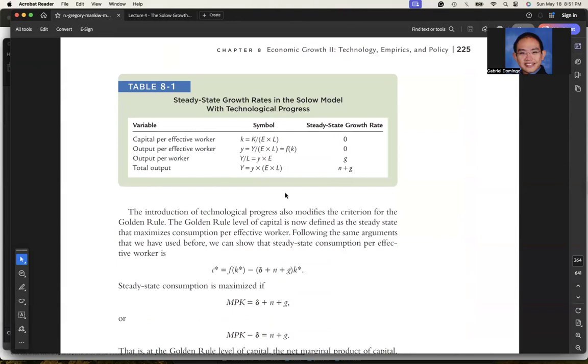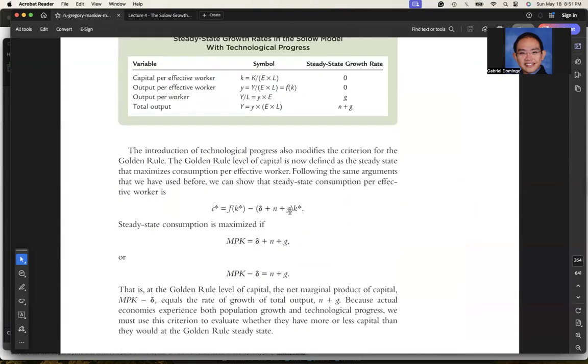Let's go first to the golden rule. The golden rule idea is still very much the same. You're maximizing C star, right? And C star is just output at K star minus what's called the break-even investment. This is the level of investment where your delta K is equal to 0. If your investment is equal to this, that's exactly the amount of investment you need for your K to stop growing or stop falling, where your delta K is equal to 0. That's why it's called break-even investment. So this is the maximal consumption.